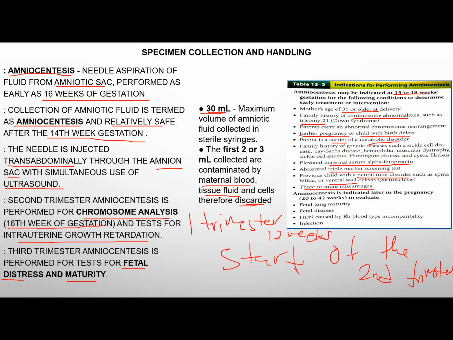3 or more miscarriages. Amniocentesis is indicated later in the pregnancy, 20 to 42 weeks, to evaluate fetal lung maturity, fetal distress, HDN caused by Rh blood type incompatibility, and infection.